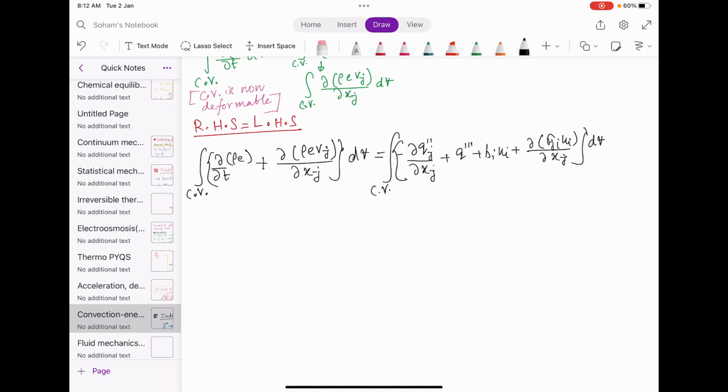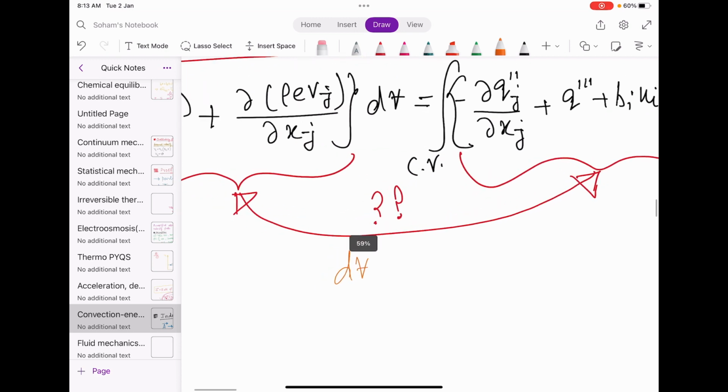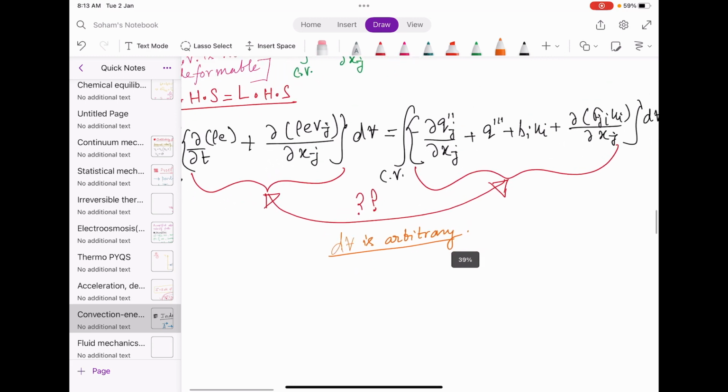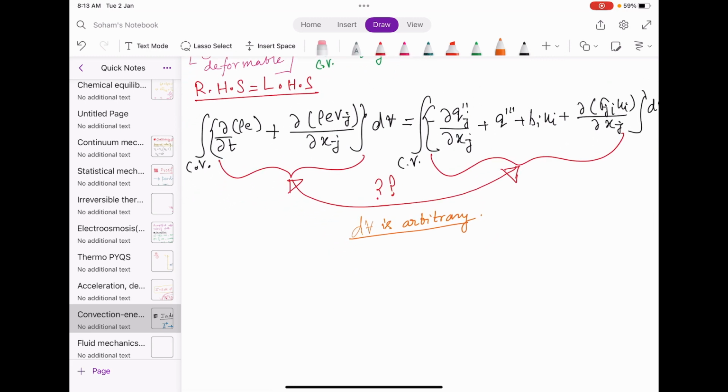Now can I write this whole term equal to this whole term? So a question arises. I can write this only because dV is arbitrary. That is why these two terms must be equal for each and every dV. Had I chosen dV with a bias in mind, that dV should possess this criterion or that criterion, then I don't have the right to equate these two terms.